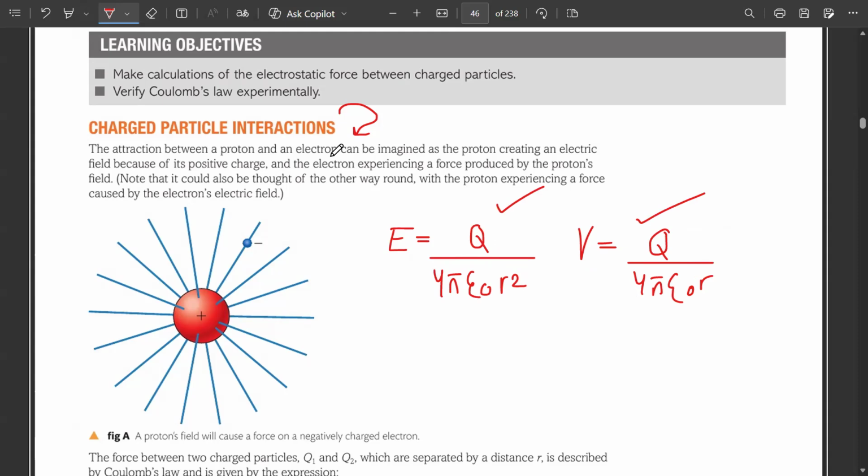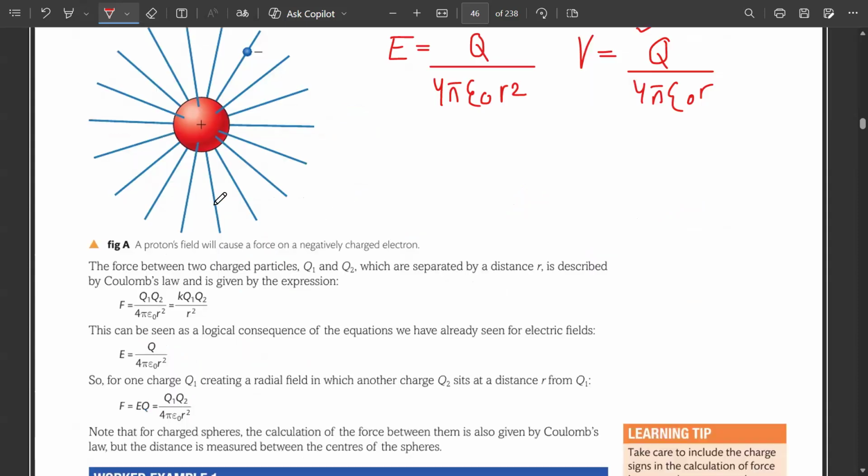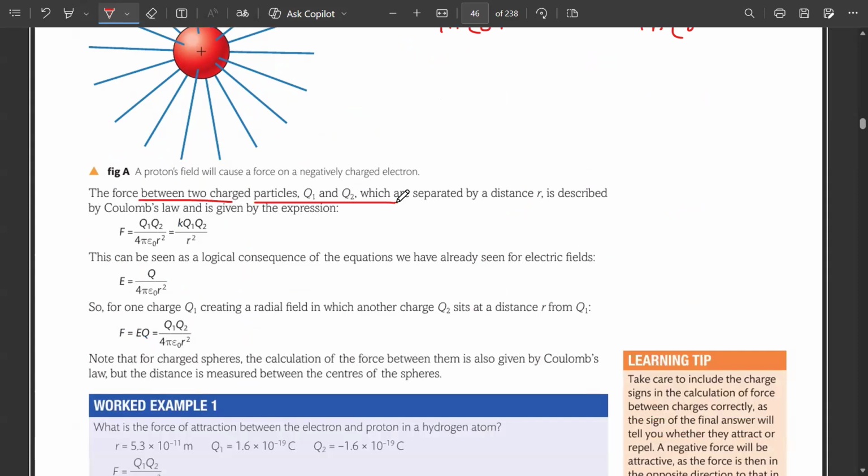अब हम जानते हैं कि प्रोटॉन और इलेक्ट्रॉन always attract, जितने भी unlike charges होंगे वे attract each other, like charges always repel each other. The attraction between a proton and electron can be imagined as proton creating an electric field because of its positive charge, and the electron experiencing a force produced by the proton's field. Note that it could also be thought of the other way around as well, with the proton experiencing a force caused by the electron's electric field. The force between two charged particles q1 and q2, which are separated by a distance r, is described by Coulomb's law. और उसको अब हम इस तरह से measure करेंगे.